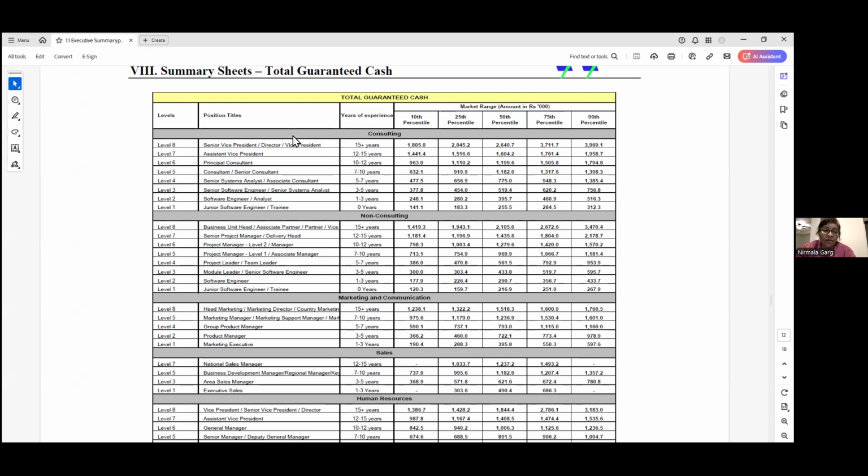They will give you all the list of positions and then they will give you percentile format. What? 10th percentile, typically 25th percentile, 50th percentile, 75th percentile, and 90th percentile. Now, what is the meaning of percentile? Is there a difference between percentile and percentage? Anybody?